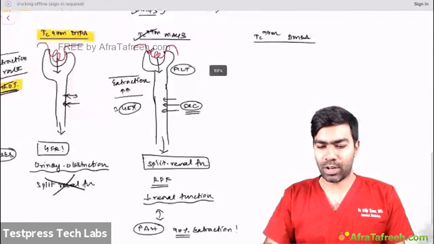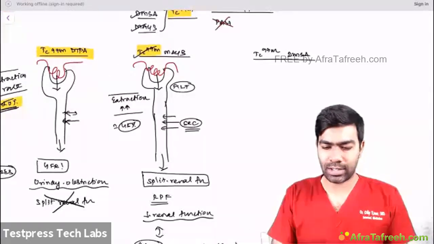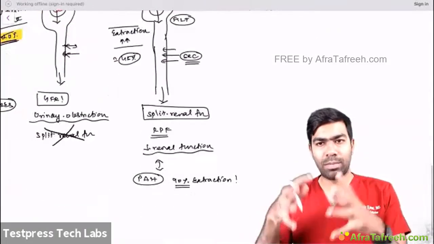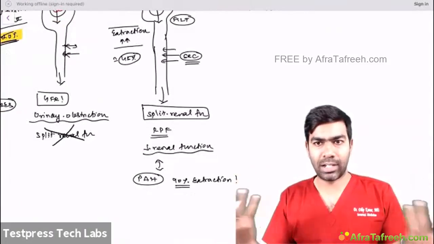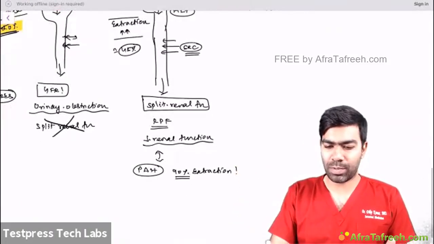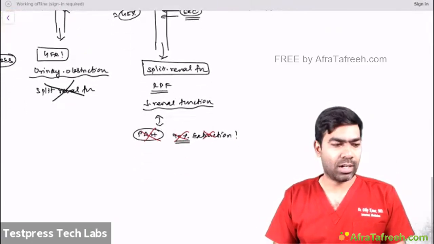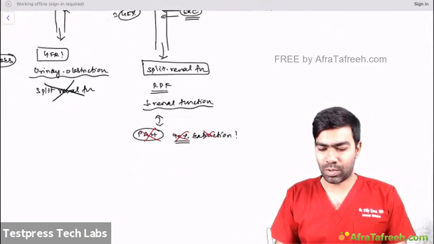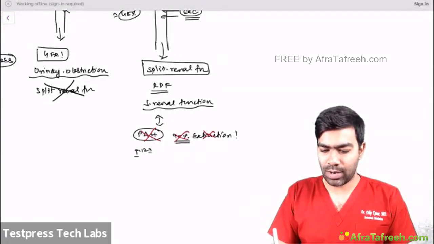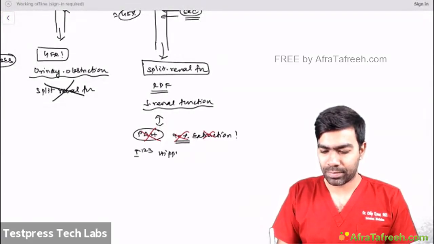So that's why we say PAH has the maximum extraction, 90% extraction. But because we cannot mix this with this kind of tracer, we cannot pick up that signal from outside. So that is why para-aminohippuric acid is currently outdated, even though it has the best ability to find out the renal plasma flow. But we have a good one called I-123 hippuran. This is excellent.